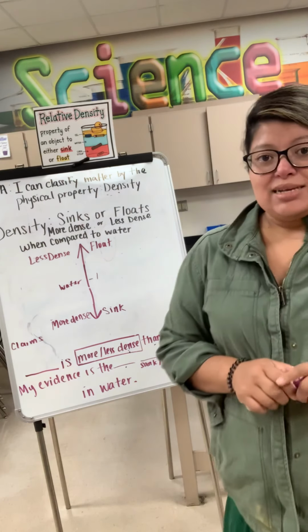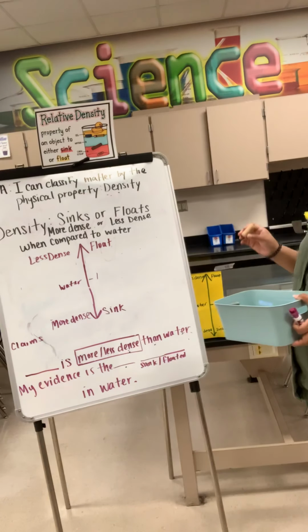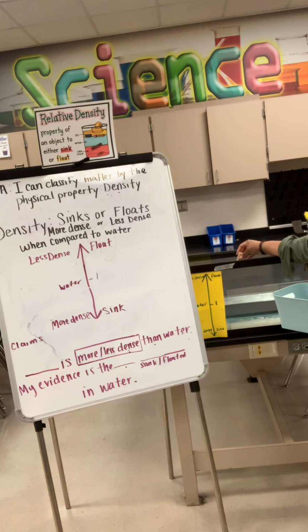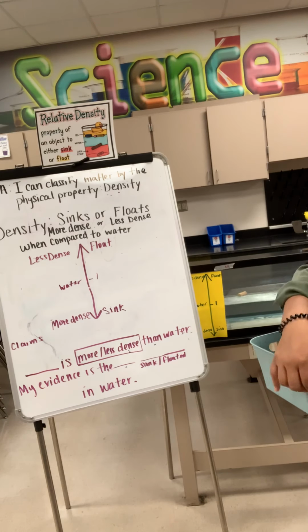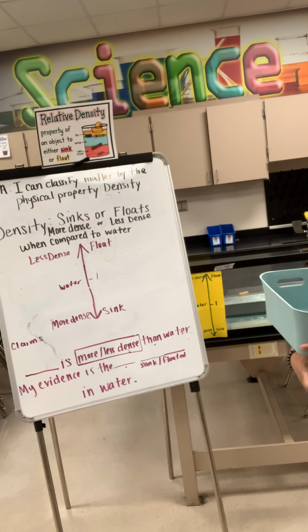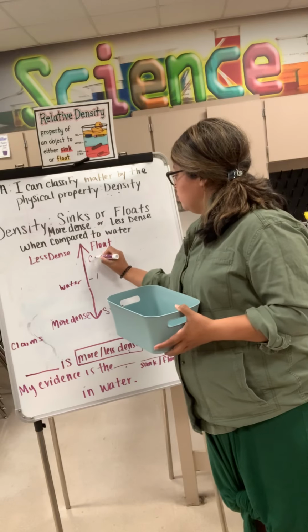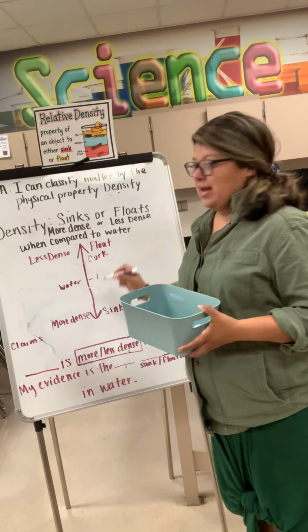So today we're going to be testing 6 items to see if it's less dense or more dense than water. So I want you to make a prediction. Will cork sink or float? Let's test it out. So when I drop it in my aquarium, it is going to float. So I'm actually going to write cork on my chart near less dense.